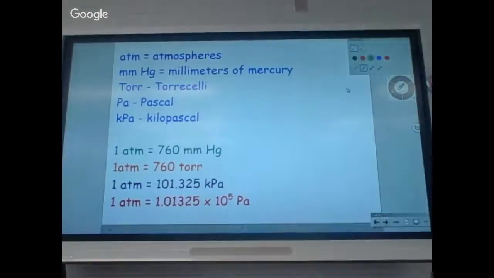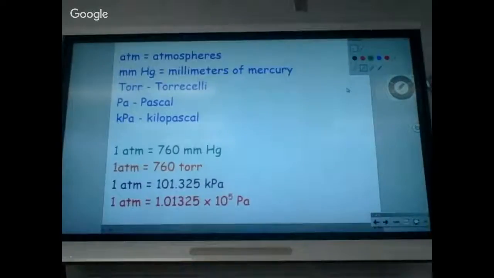Now, those are really big numbers. Here are the conversions we're going to use. I have good news and bad news about these. The bad news is the numbers are too big.